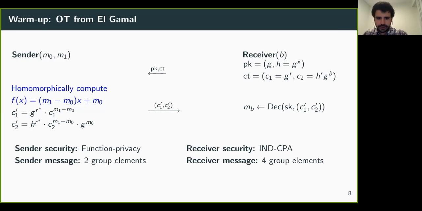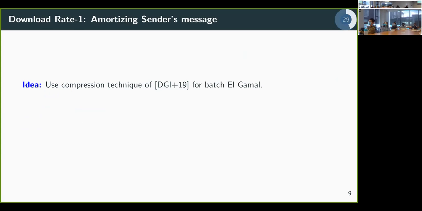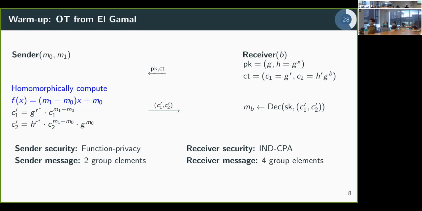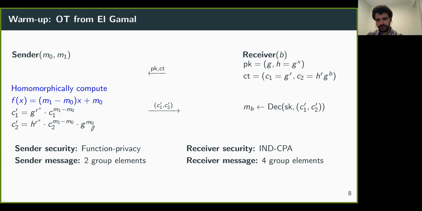So any question? Oh, fine. So here, if we want to achieve rate 1, how many group elements should it be? Okay, so a group element is of size lambda bits, right? Each group element has lambda bits. So we're still very far. I mean, here we have a rate of 1 over 2 lambda, right? So let's see how we can improve this.